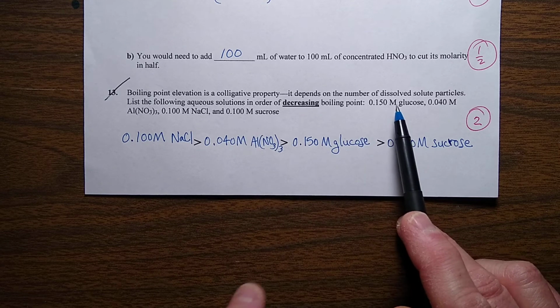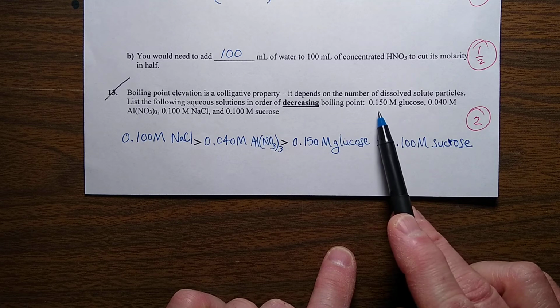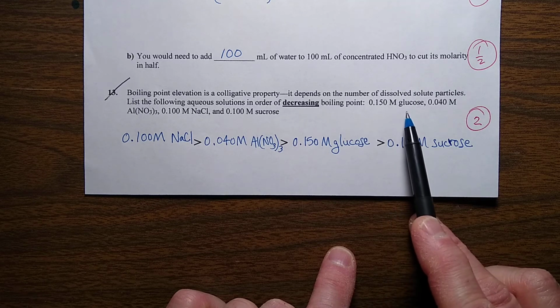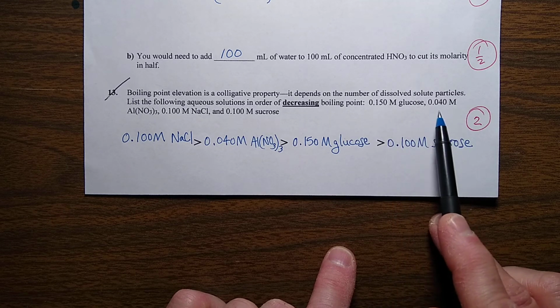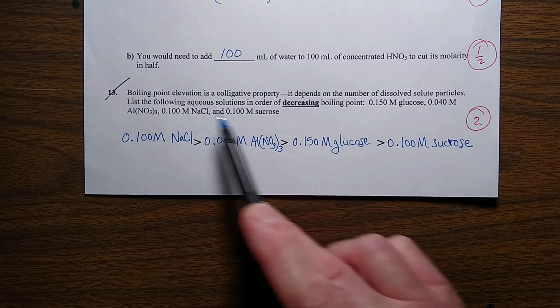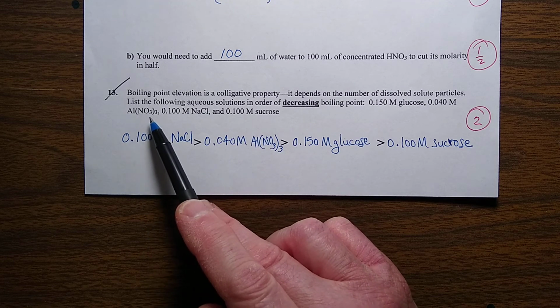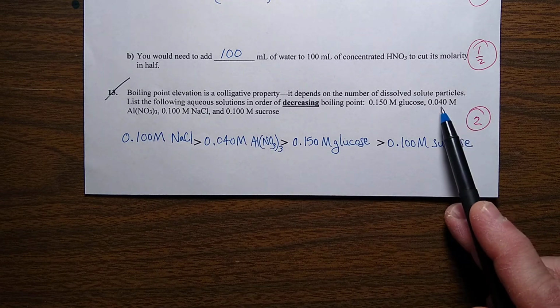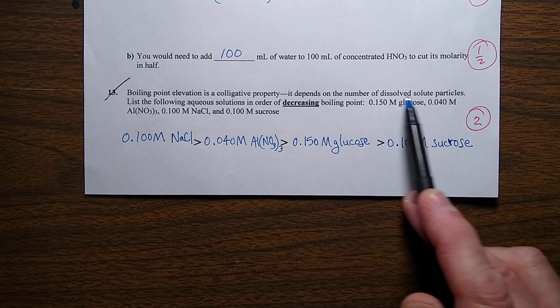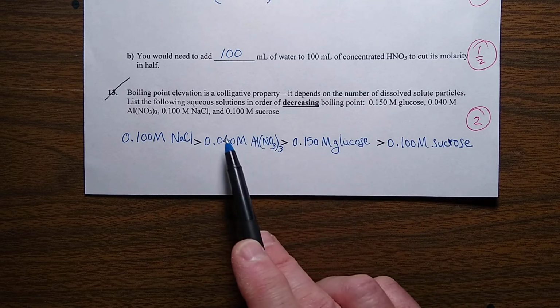So you'd have to say, okay, well, glucose is a molecular compound. It doesn't dissociate. So 0.15 moles of glucose give you 0.15 moles of particles. 0.040 moles per liter of aluminum nitrate gives you, well, aluminum nitrate breaks up into 4 ions, an aluminum ion and 3 nitrates. So 4 times 0.04 is 0.16 moles of particles. So that's higher than glucose. That's why aluminum nitrate is before glucose, because it's a higher boiling point.